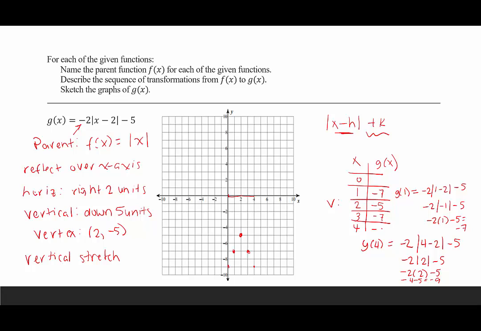So I know that 4 is going to map to negative 9, and so is 0, right? Which is what I have here, (0, -9) and (4, -9). Use the straight edge to make this nice pointy V, and we can see our graph of our absolute value function.